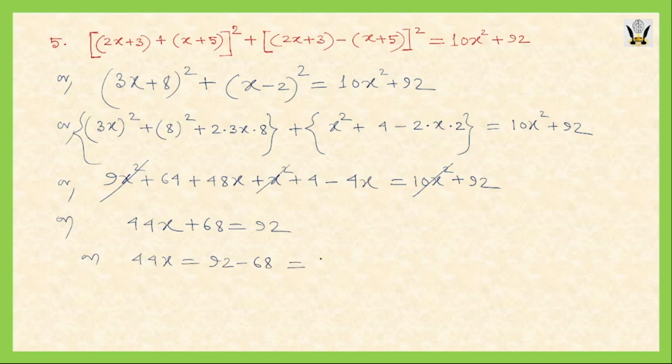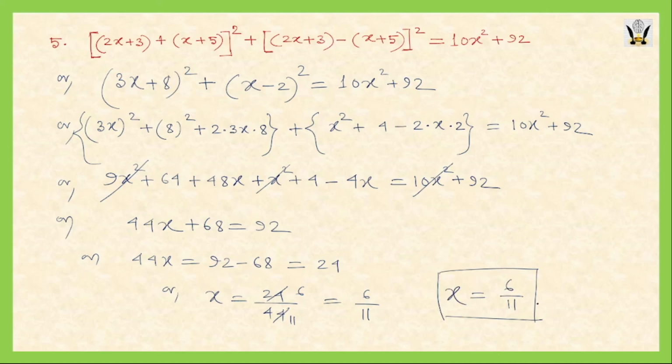That means it will be 24. So the value of x will be 24 divided by 44. So 4 6s are 24, 4 11s are 44. So it will be 6 by 11. So the solution of this linear equation is 6 by 11. So this is how we solve this type of linear equation.